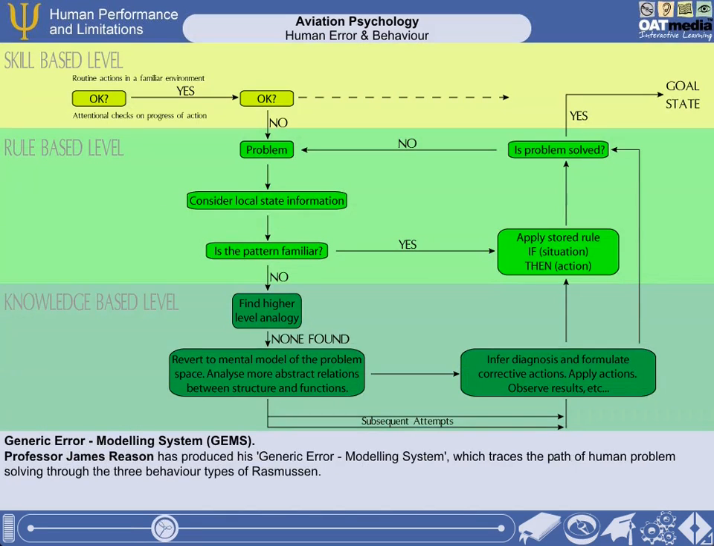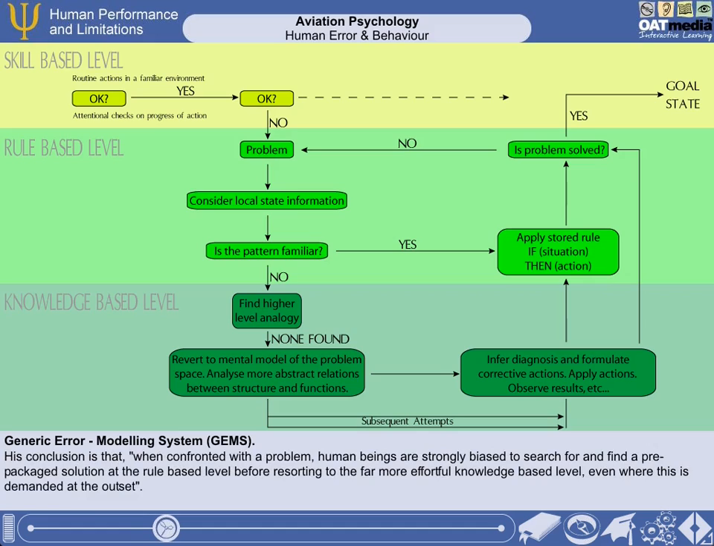Professor James Reason has produced his generic error modelling system, which traces the path of human problem solving through the 3 behaviour types of Rasmussen. His conclusion is that, when confronted with a problem, human beings are strongly biased to search for and find a prepackaged solution at the rule-based level before resorting to the far more effortful knowledge-based level, even where this is demanded at the outset.